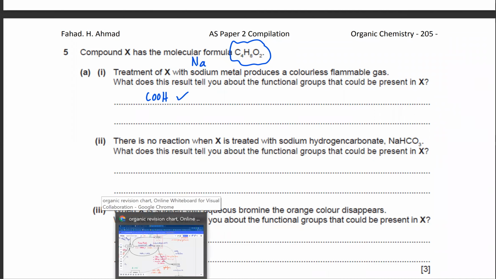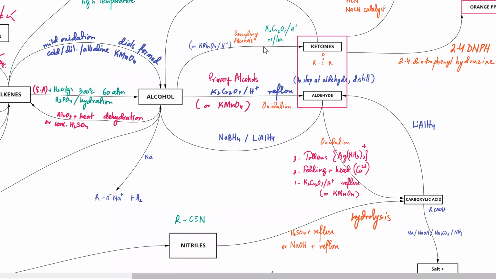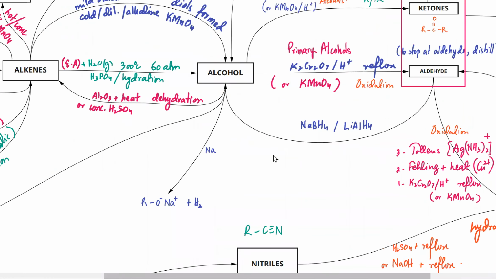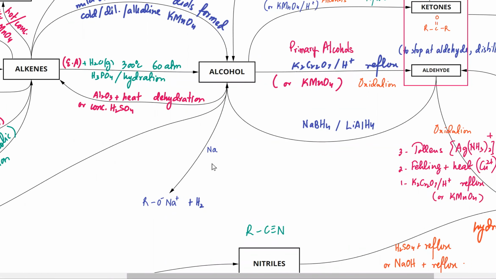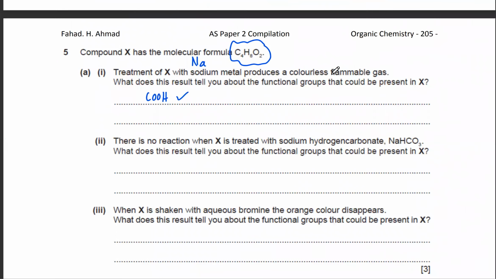And there's this other functional group as well, which is alcohols. Alcohols have a terribly slow reaction with sodium metal, but they do react. The H in the OH gets replaced by Na+. And it's like a metal plus acid reaction. So alcohols also react with sodium metal. So this could be a carboxylic acid or it could be an alcohol. So that tells you it could be both.